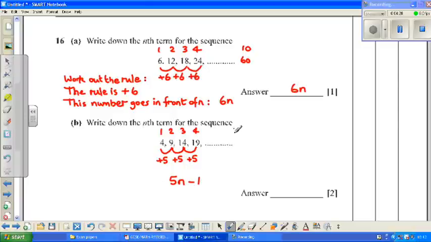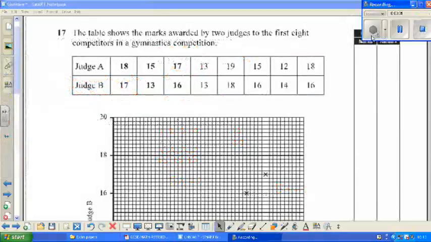If we wanted to find the 10th term, we could substitute n is equal to 10 into this formula. 5 times 10 is 50, take away 1, so the 10th term would be 49. So our formula for the nth term, for any term in that sequence, is 5n minus 9.